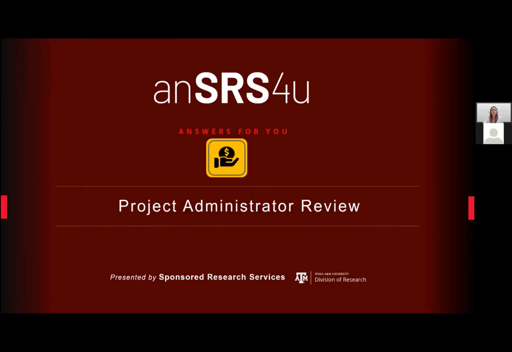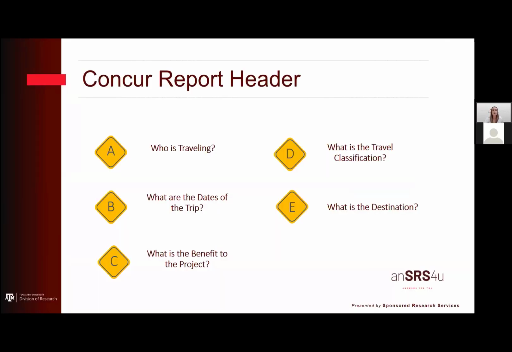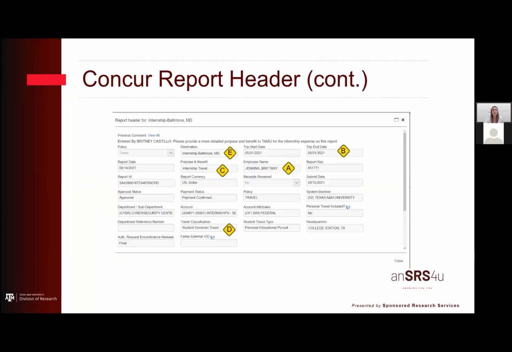So let's now talk about the specific areas of the project administrator review. We get a lot of key elements from the Concur Report Header. So first, we're going to see who is the person traveling, making this trip, what are the dates of the trip, what is the benefit to the project, what is the travel classification, and what is the destination. So in the next slide, I have a screenshot of the report header and where we can find these specific data points.